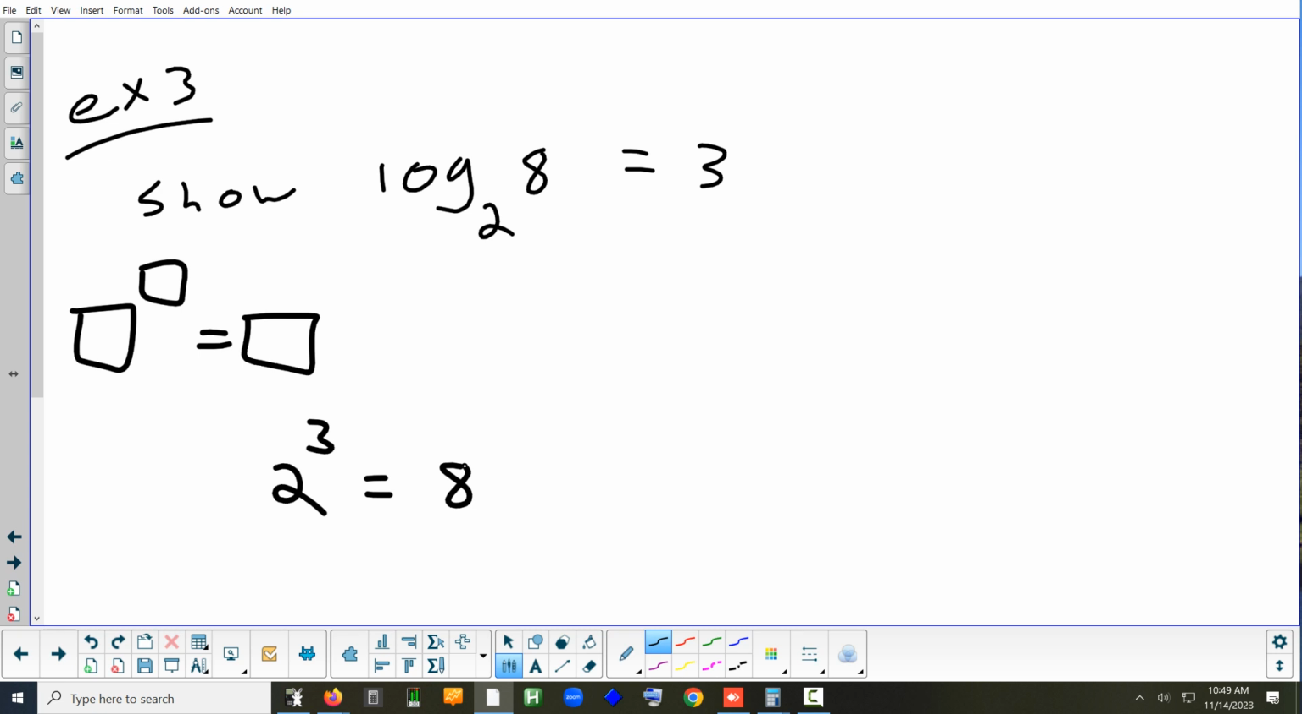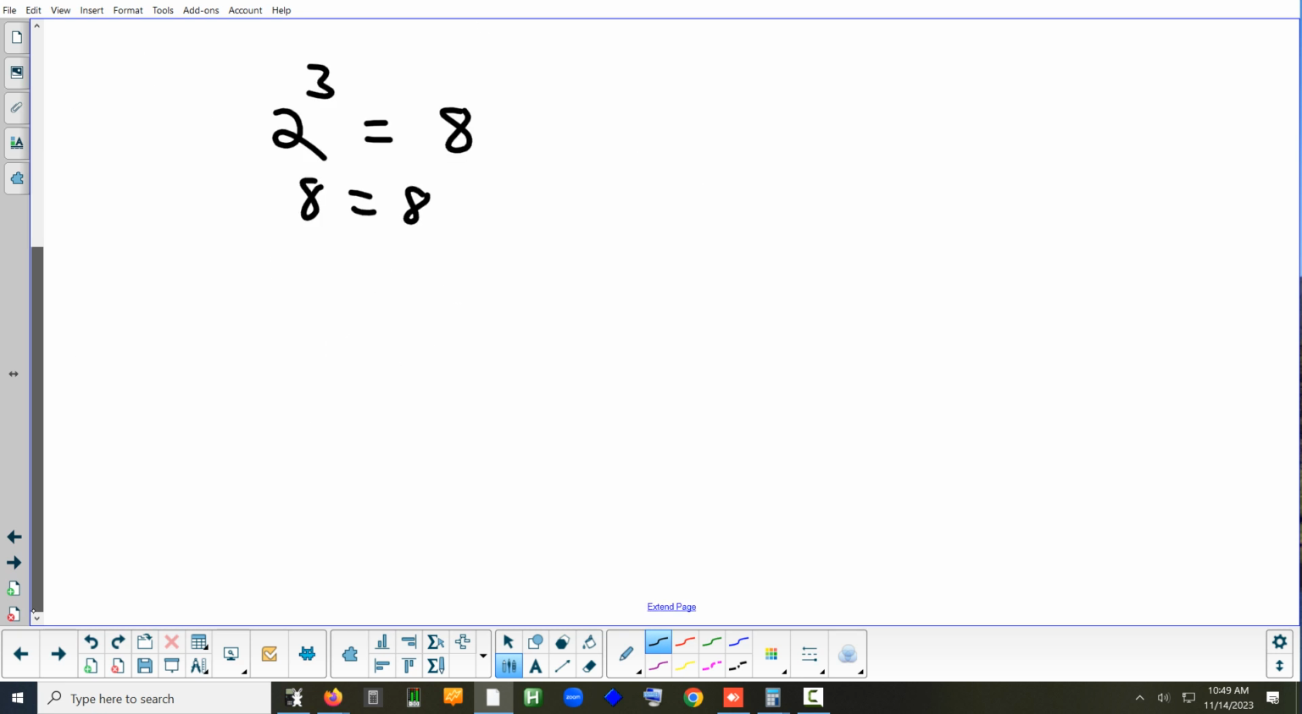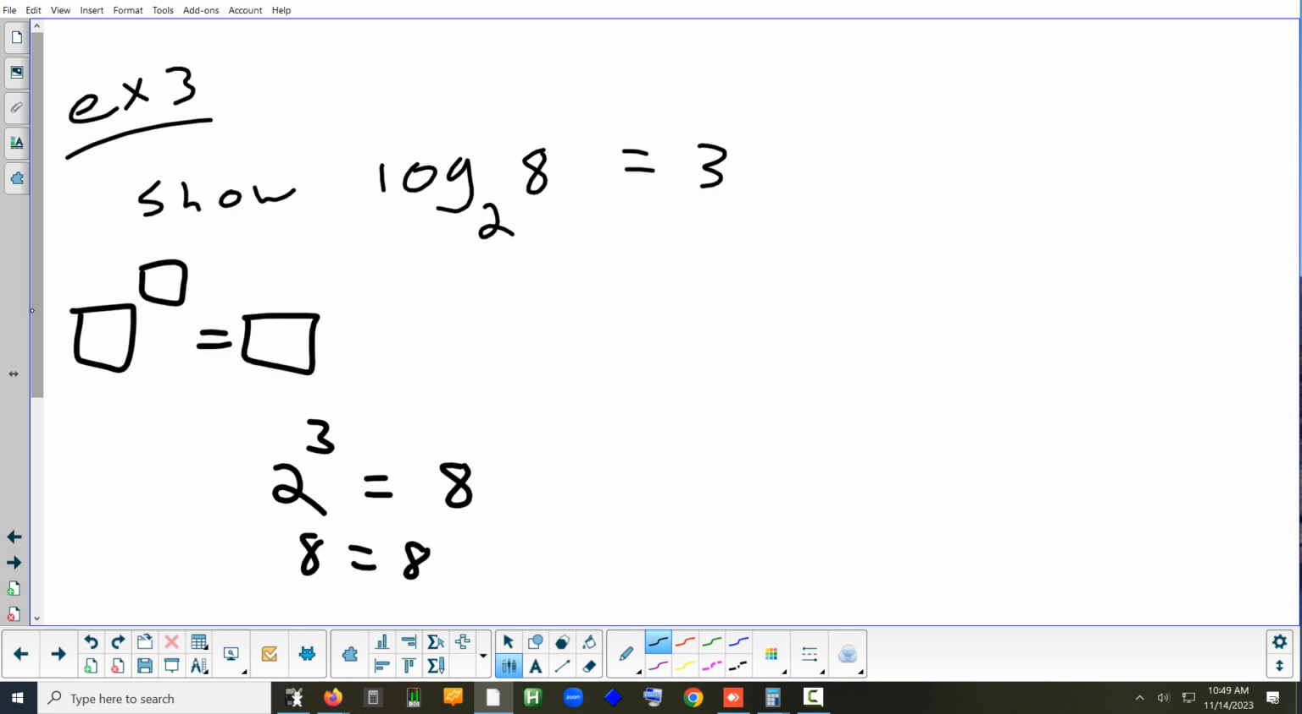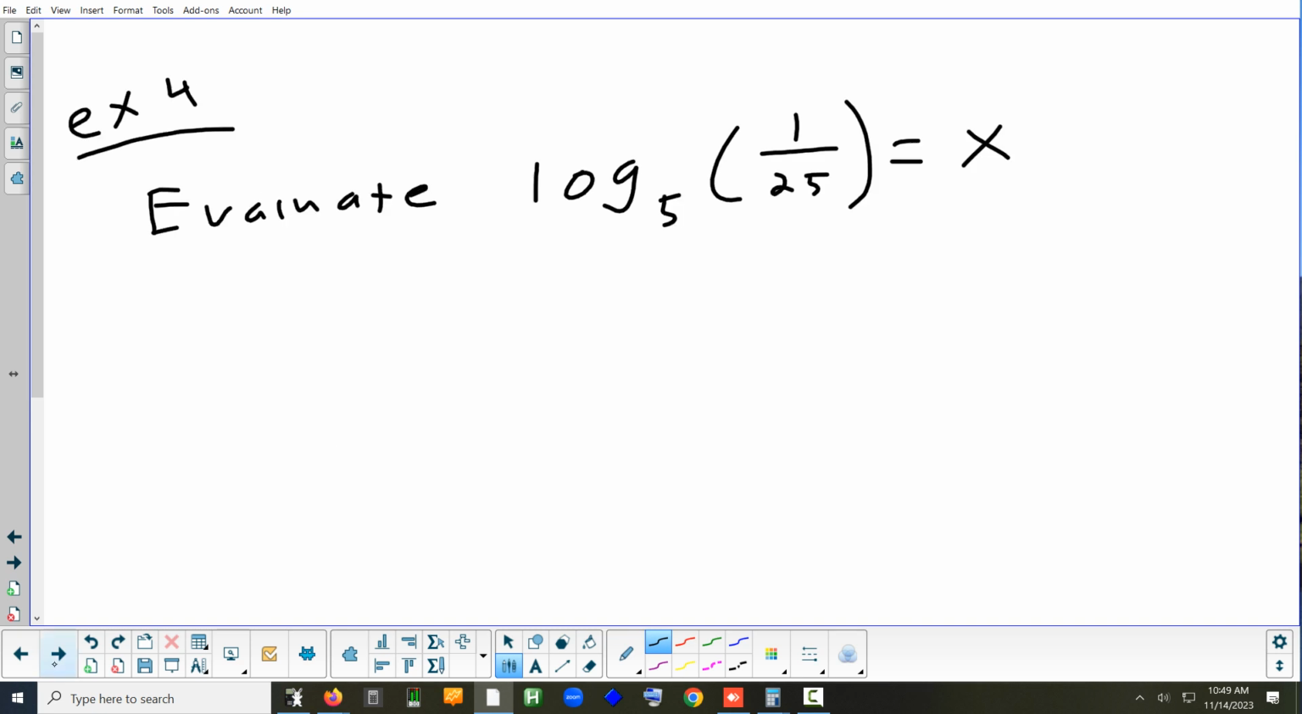Now simplify. What's 2 cubed? 8. And is that true? Yep. Then we just showed that log base 2 of 8 equals 3. That's all I had to do. Any questions on it?